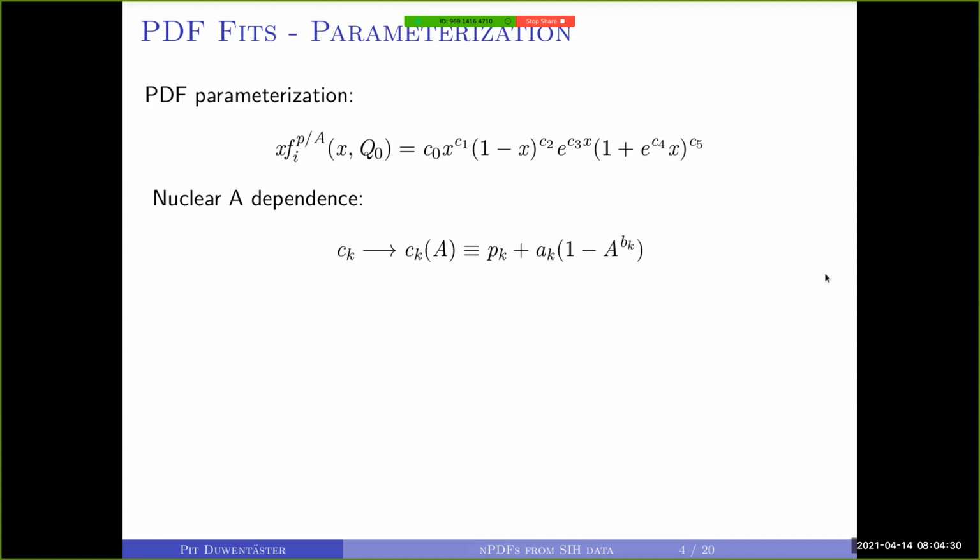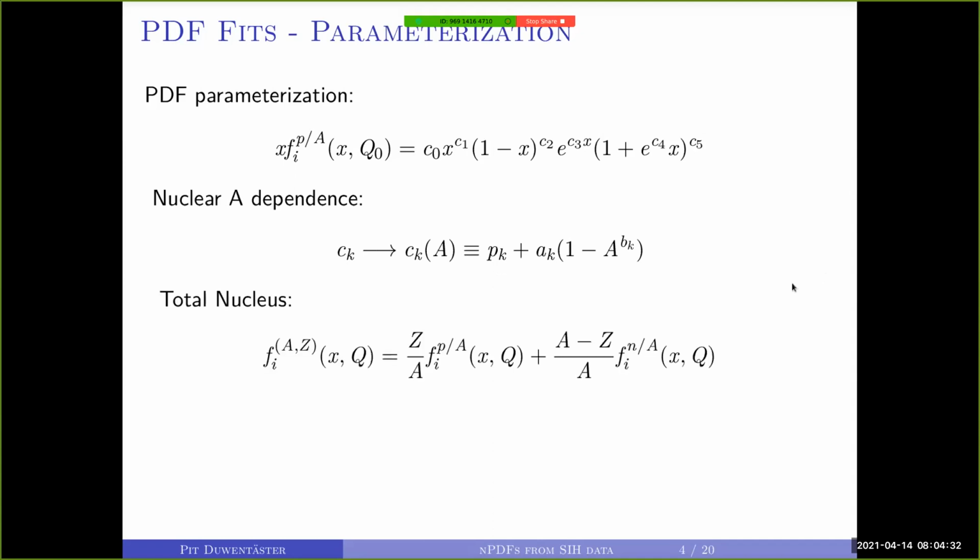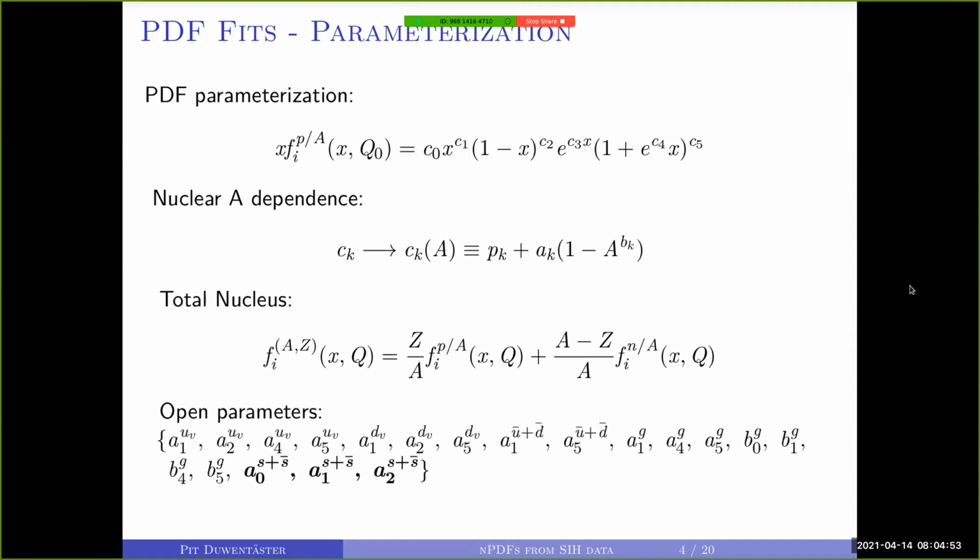The total nucleus is just the sum, weighted by the nuclear charge, of the proton, these effective bound protons, and these effective bound neutrons, which are just calculated via isospin symmetry. Then for the open parameters, we have a total of 19, which is 3 parameters more than nCTEQ15 used, which are these strange parameters.